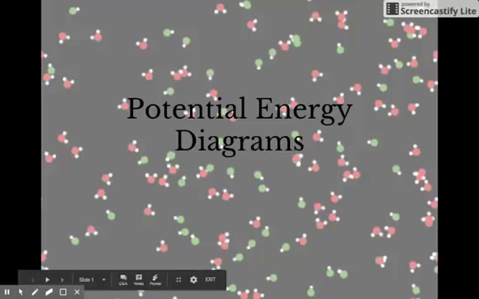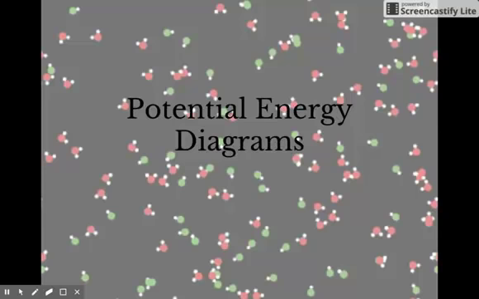For today's lesson, we're going to be talking about how the energy changes during a chemical reaction. So we draw diagrams called potential energy diagrams to show how the energy changes from turning our reactants into products. We can gain a bunch of information from these diagrams.